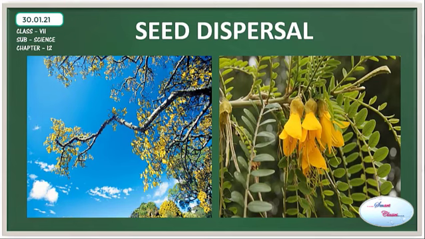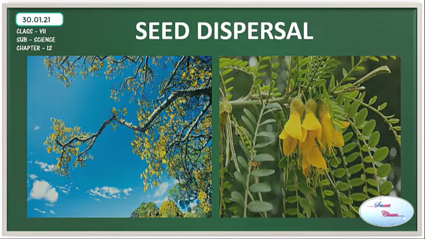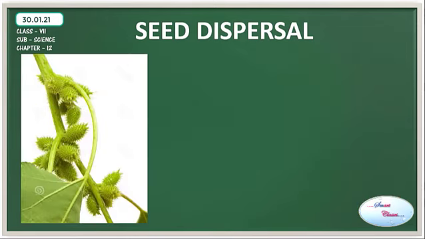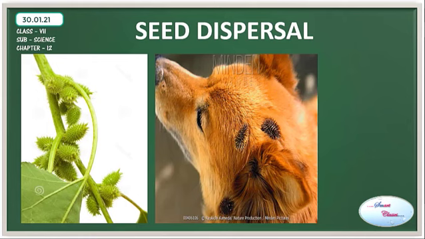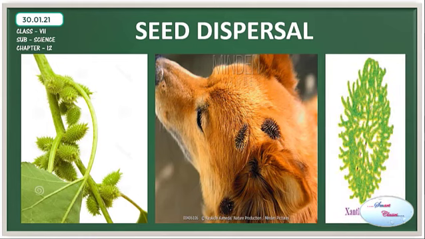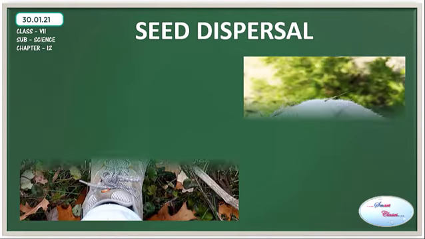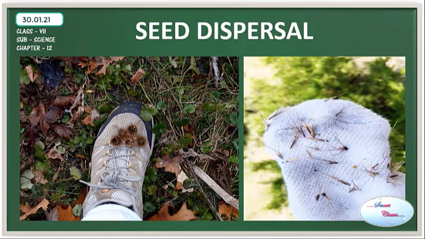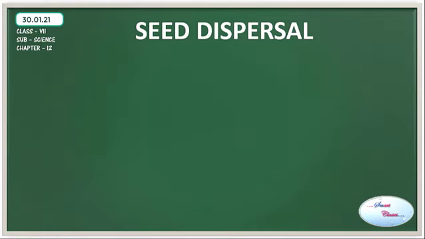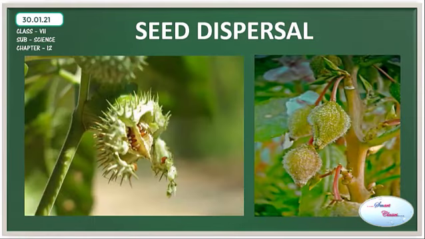Some seeds are dispersed by animals, especially spiny seeds with hooks which get attached to the bodies of animals and are carried to distant places, like xanthium and urena. Humans can also spread seeds if they get stuck to our clothing or shoes. Some seeds are dispersed when the fruits burst with sudden jerks. The seeds are scattered far from the parent plant. This happens in the case of castor and balsam.